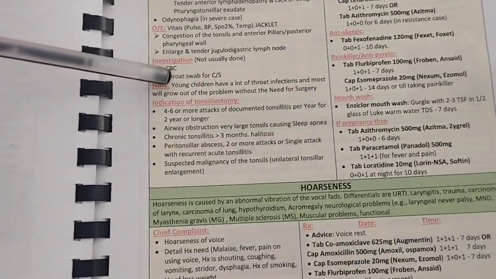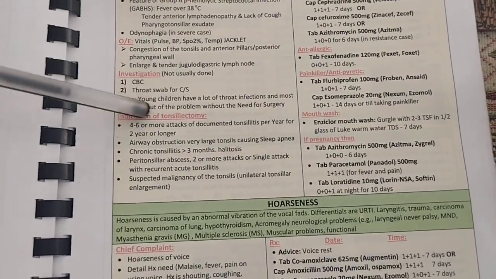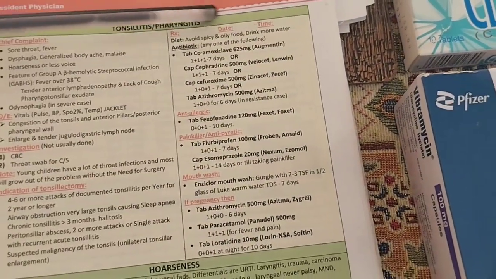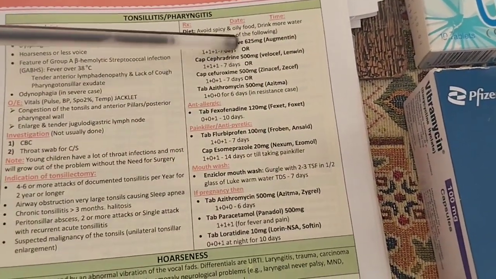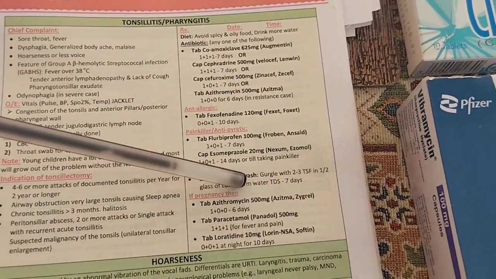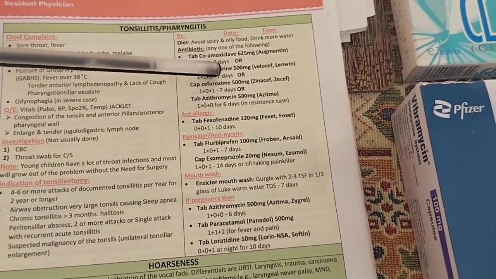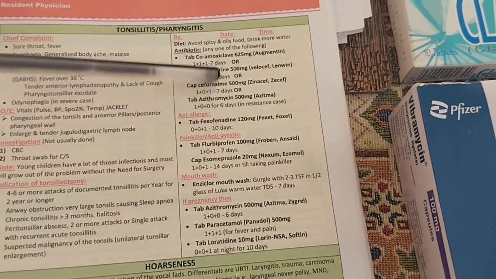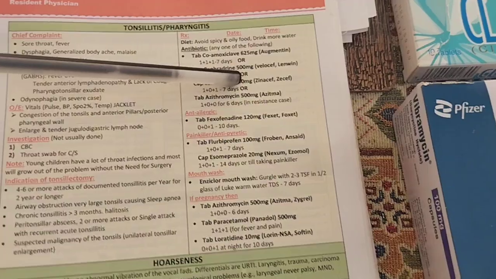Now on investigation, you don't need to do any investigation; just a complete blood count is enough to look at the total leukocyte count. Now the treatment: I divide it into different coverages to make it easy for new doctors to know how to prescribe treatment for pharyngitis and tonsillitis. So I will explain this whole scenario here.